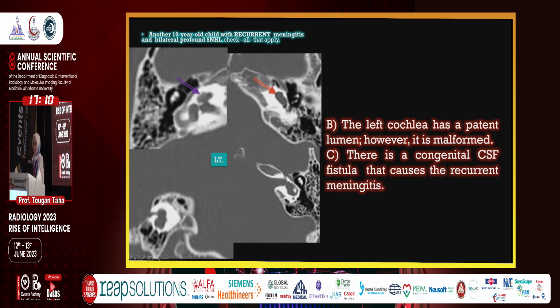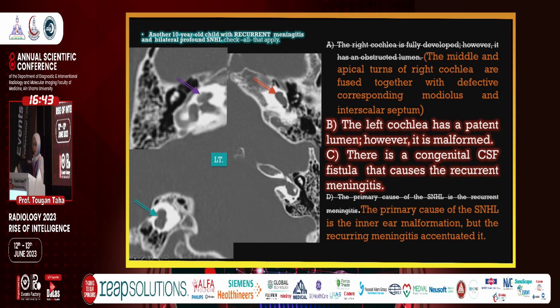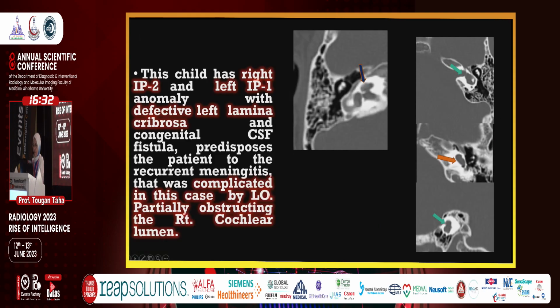The correct answers are: the left cochlea has a patent lumen, however, it is malformed; there is a congenital CSF fistula that causes the recurrent meningitis. Sentence A is wrong as the middle and the apical turns of the right cochlea are fused together with defective corresponding modiolus and interscalar septum. Sentence D is wrong as the primary cause of the sensorineural hearing loss is the inner ear malformation, but the recurrent meningitis accentuated it.